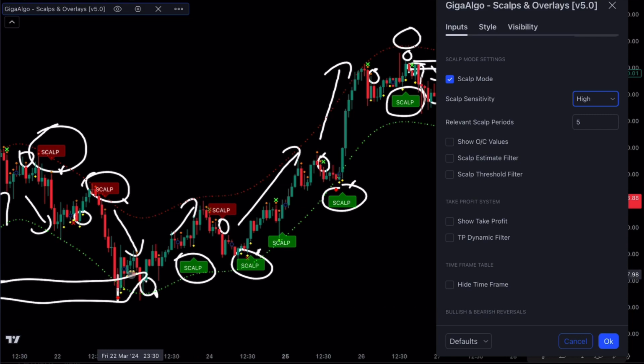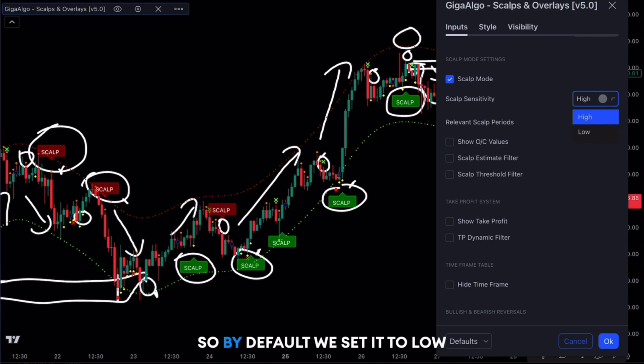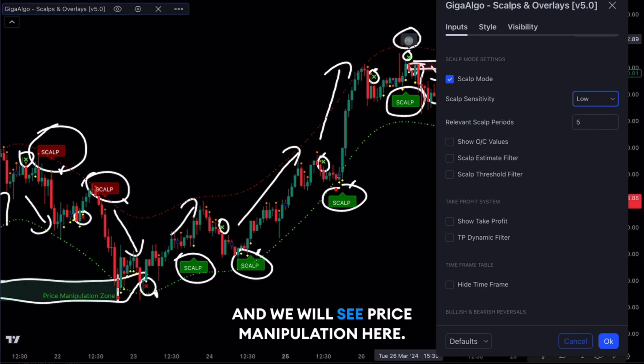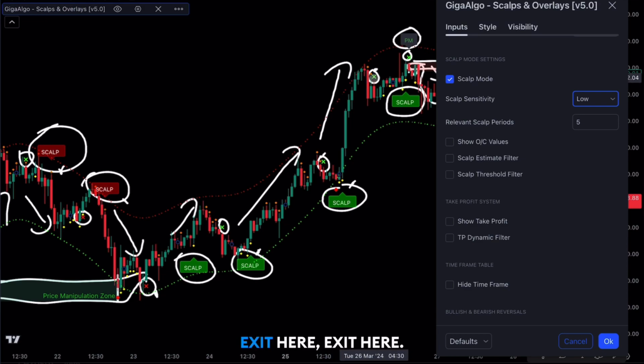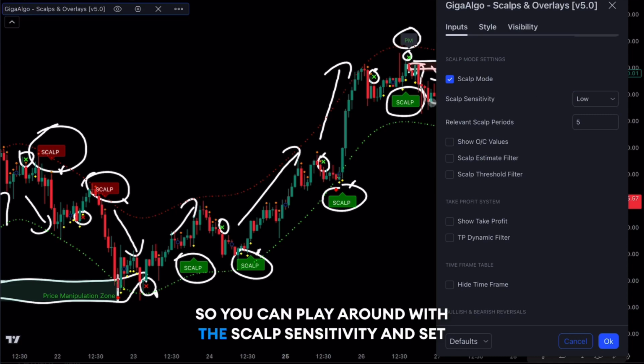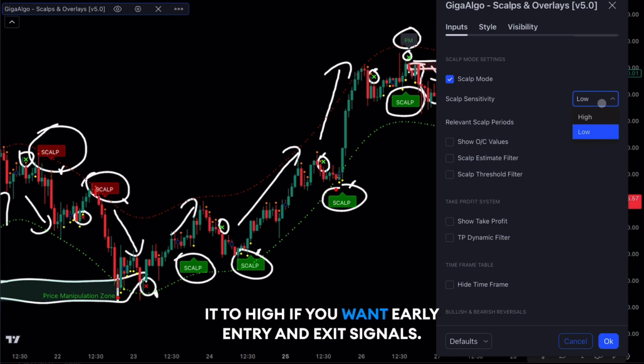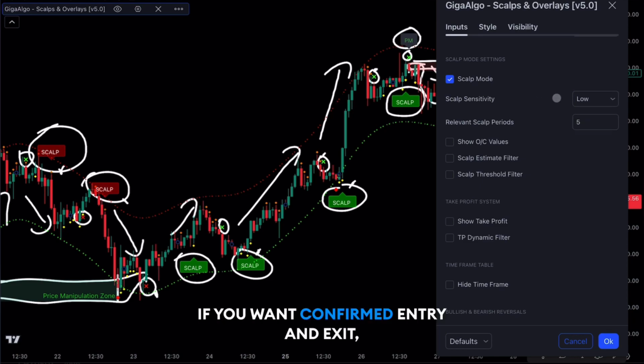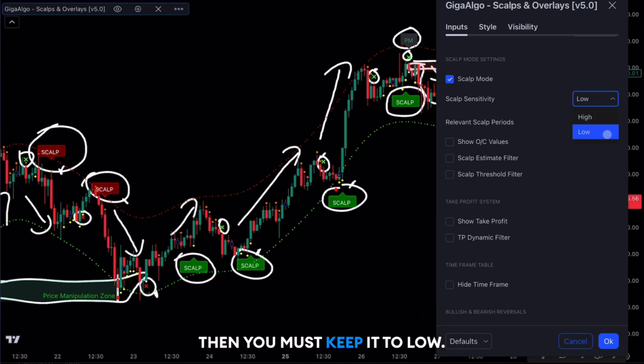as well. So by default, we set it to low, and we will see the price manipulation exit here. Everything is back to normal. So you can play around with the scalp sensitivity and set it to high if you want early entry and exit signals. If you want confirmed entry and exit, then you must keep it on low.